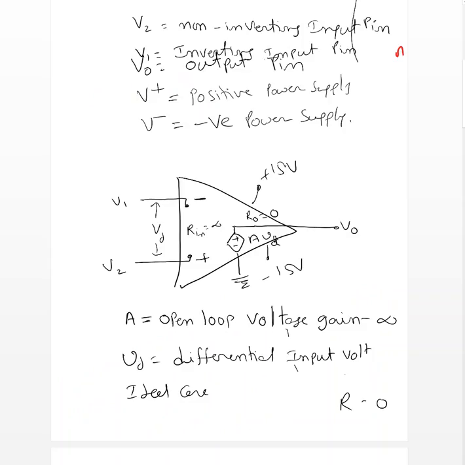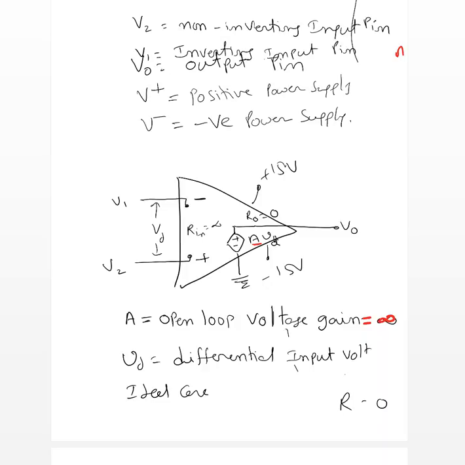Okay, here is the equivalent circuit of an operational amplifier. Here A is called the open loop voltage gain. In the ideal case, that open loop voltage gain value is infinite. For the ideal and practical cases of an operational amplifier, there is not a big difference in the output. So for the time being, I'm going to go with the ideal operational amplifier.